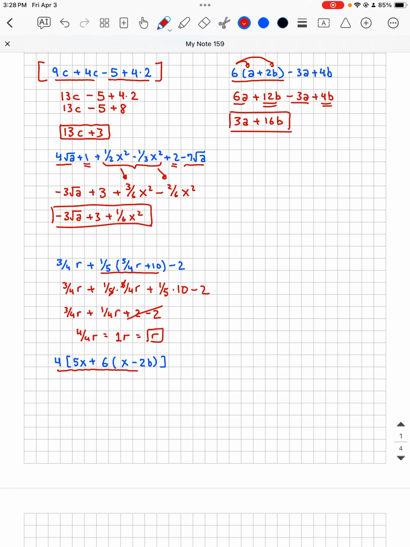4 times in parentheses 5x plus 6 times in parentheses x minus 2b. Well, order of operations, that's a common theme that we've been seeing so far, so let's go ahead and do so. Working from the inside, I'm going to go ahead and take care of the inside parentheses first. That is to say, more specifically, the 6 times in parentheses x minus 2b. So I'm going to go ahead and take the time to multiply that out, rewrite everything else. 4 times in parentheses 5x, and then plus 6x minus 12b, because the 6 is multiplied to the x, and also the 6 is multiplied by the negative 2b.